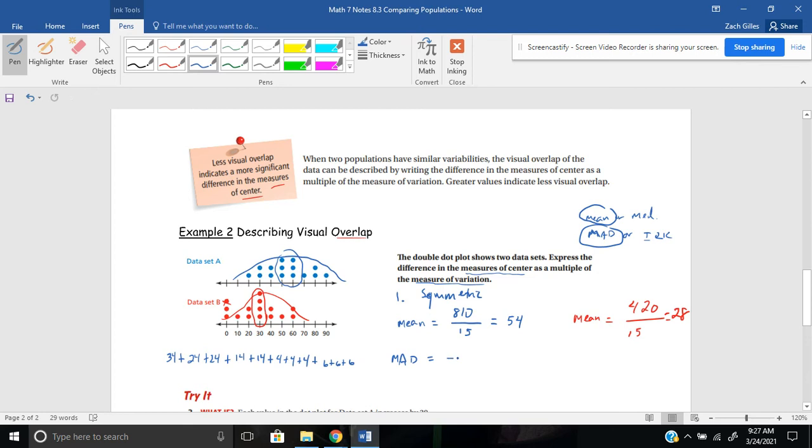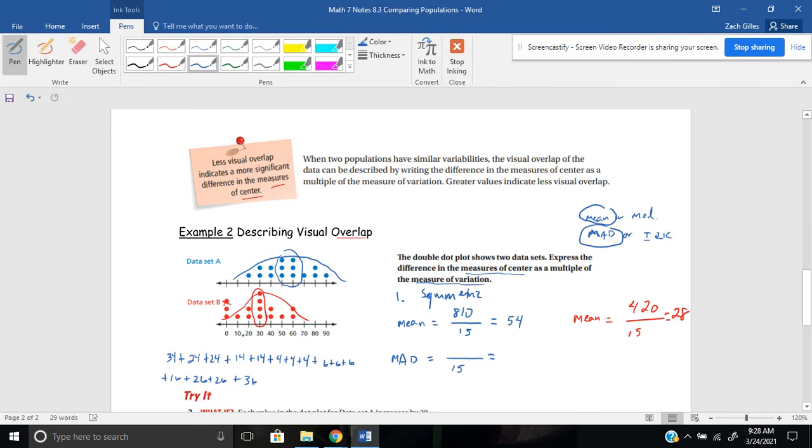And then once I find that number, I have to divide that by how many data points, just like I did for my mean. So I know it's 15. Okay, how much does 70 differ from 54? Well, 16. 80, 26, and I have two of those, and 90, okay, 36 away.